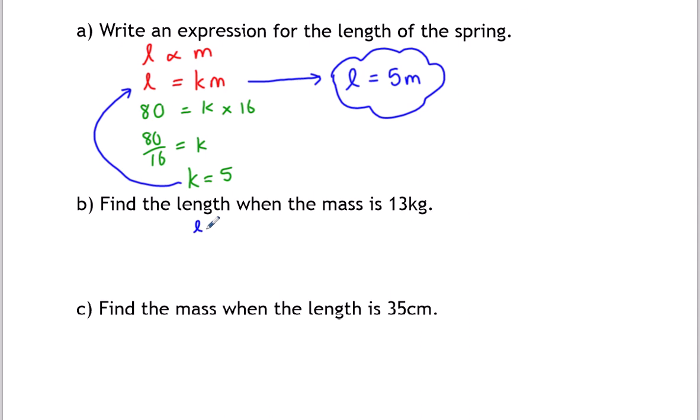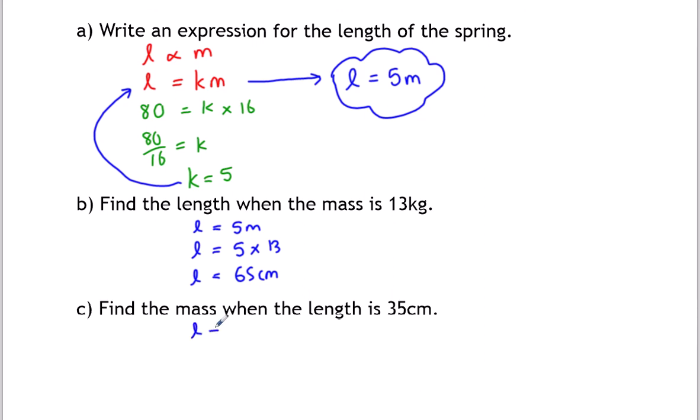Okay, so L equals 5m. Find the length when the mass is 13. L equals 5 times 13. 5 times 13 is 65. The spring will be 65 centimeters long.